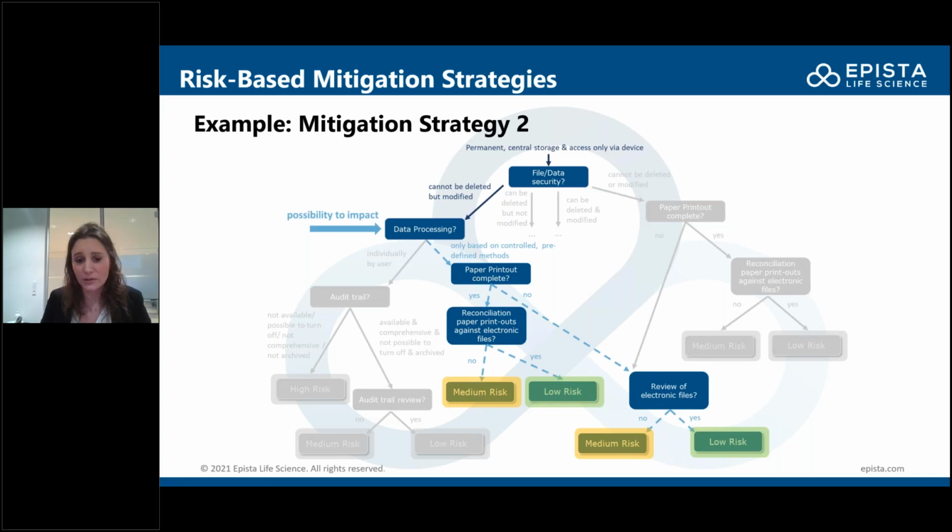Is it actually possible to exchange or upgrade the equipment to go away where you only have predefined methods? So they're pre-proofed in the system and then you just select them and then the data is processed accordingly? Well, yeah, if you do that, and again, going here to paper printouts, that was the specific case that we had. If you are printing it out, do you have all your information on the paper? Do you reconcile the paper printouts against your electronic files?